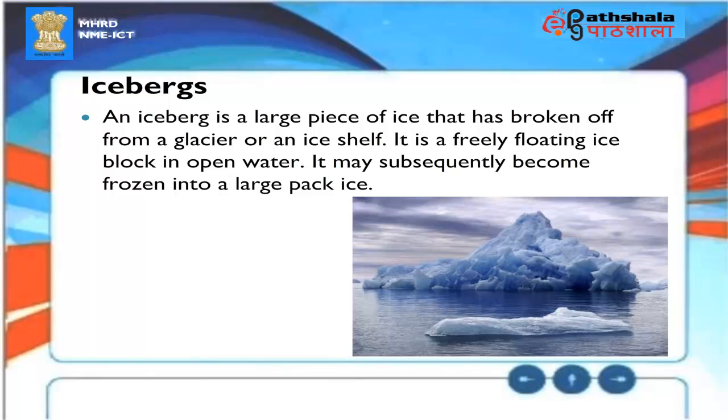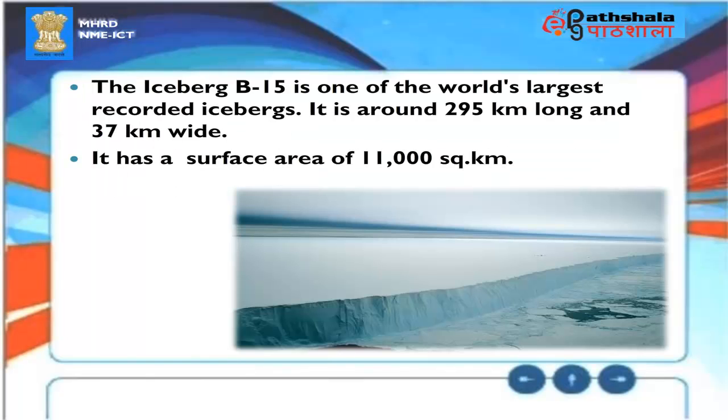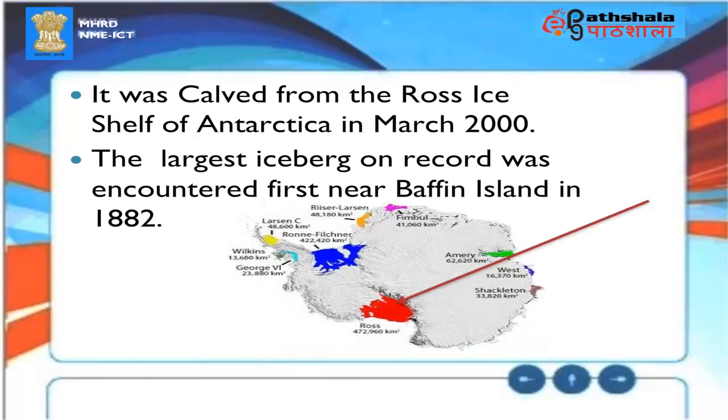Icebergs. An iceberg is a large piece of ice that has broken off from a glacier or an ice shelf. It is a freely floating ice block in open water. It may subsequently become frozen into a large pack ice. The Iceberg B15 is one of the world's largest recorded icebergs. It is around 295 kilometers long and 37 kilometers wide. It has a surface area of 11,000 square kilometers. It was carved from the Ross ice shelf of Antarctica in March 2000.